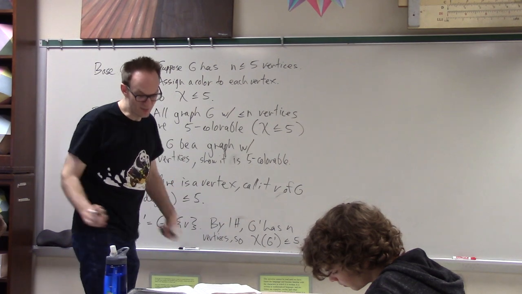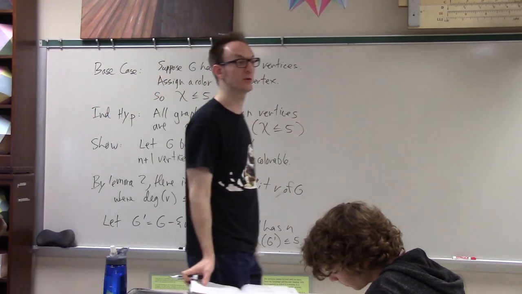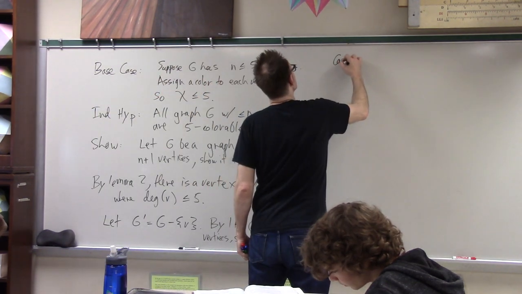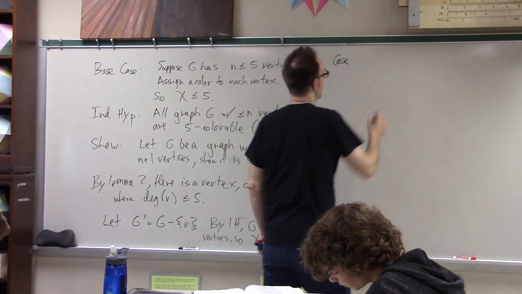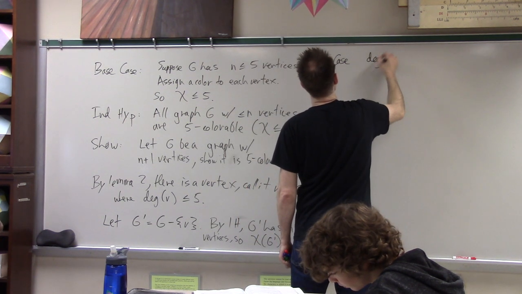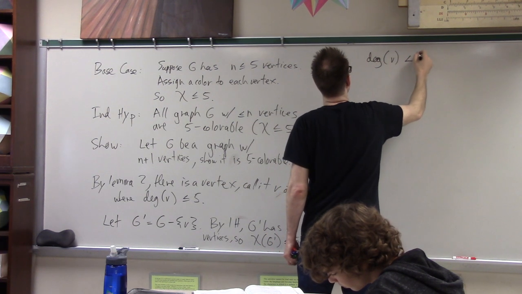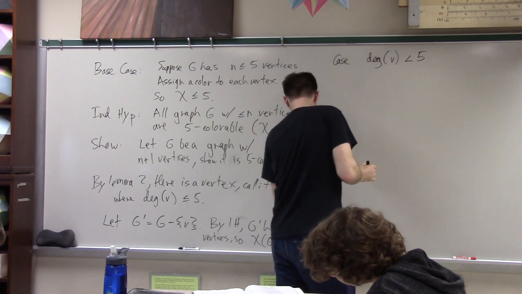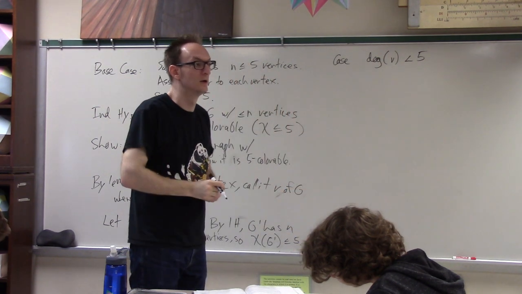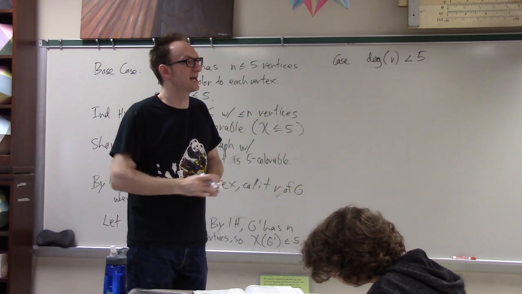Okay, so keeping that in mind, we now go through a whole bunch of cases. All right, so case: suppose that the degree of V is actually strictly less than 5. Then you're just like done, right?